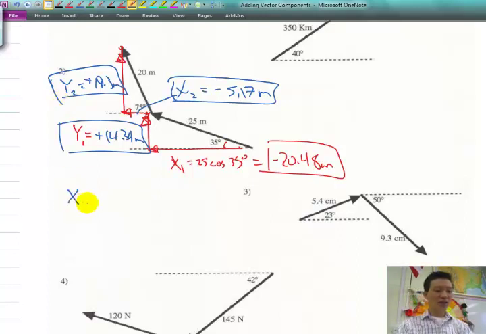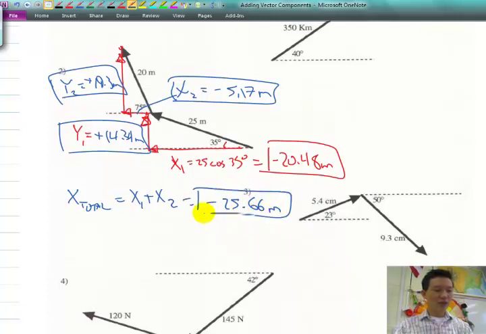You can say, instead, go straight west, x total. How can you get x total? You just add up what? x1 and x2, right? So add up 5.17 and 20.48. Punch that in. And it's negative because all it is we're going which way? To the west. Okay, so what do you get when you punch that in? Negative. I can't do that in my head. Help me out. 25.66 meters. Thank you.